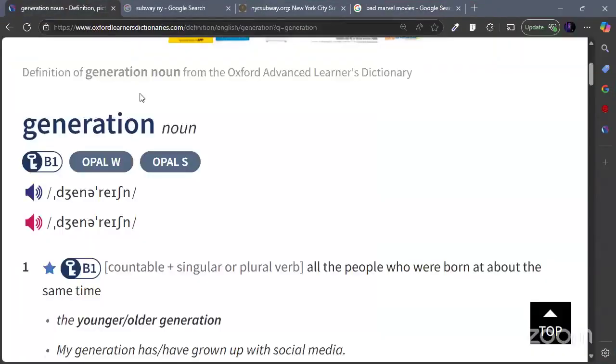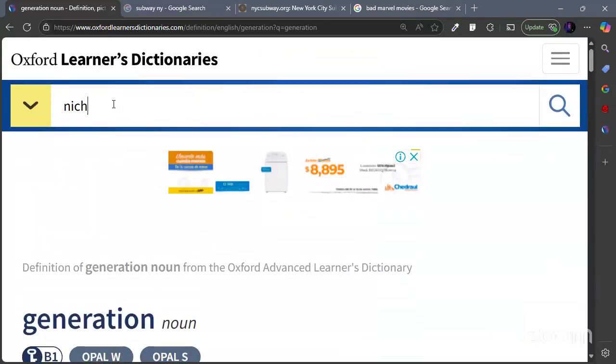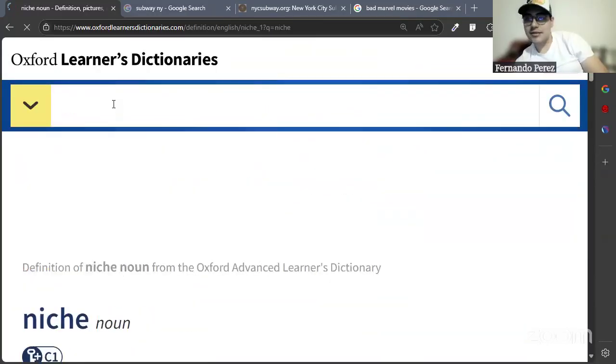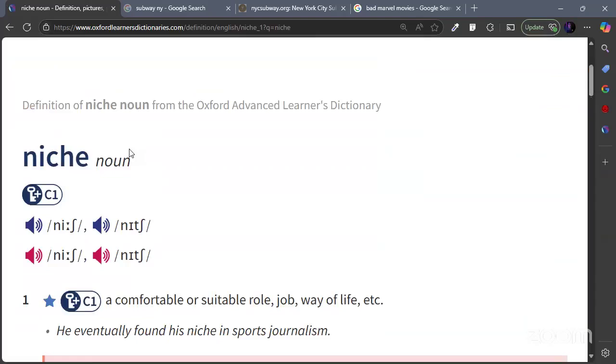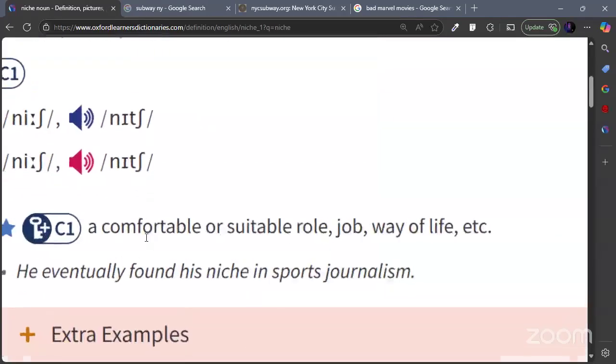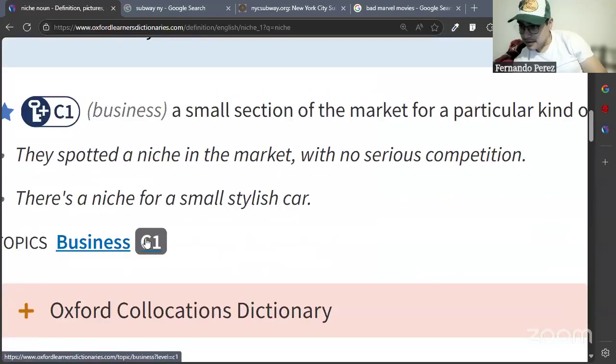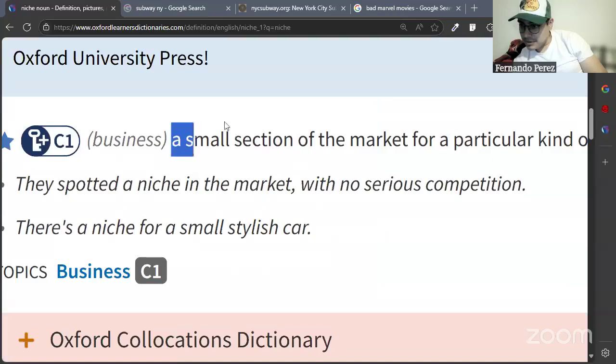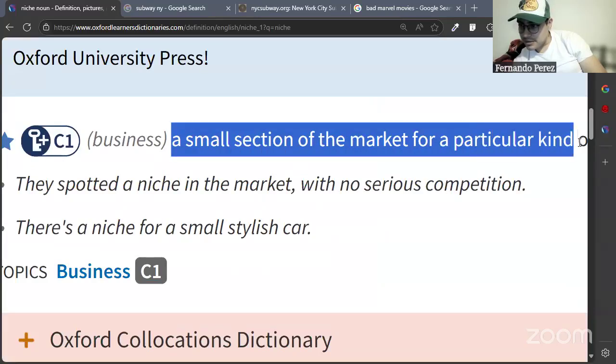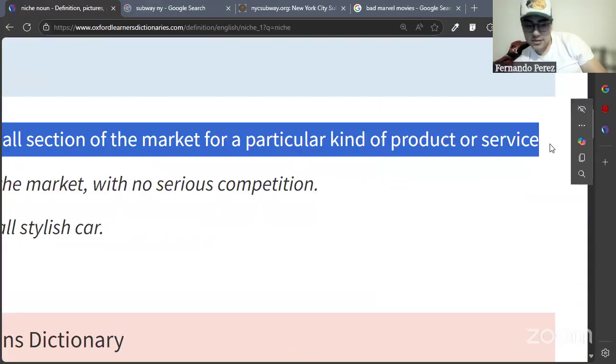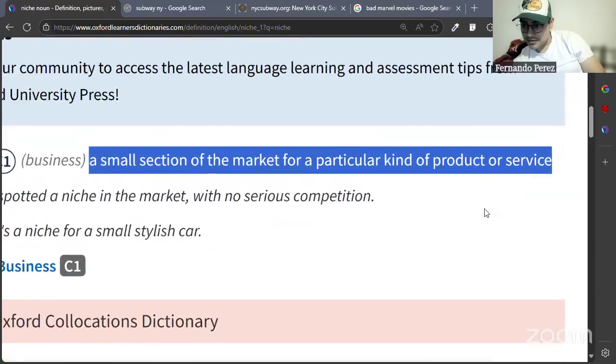What is a niche? It's similar to Spanish, but how would you say it in English? A niche is a small section of the market for a particular kind of product or service.